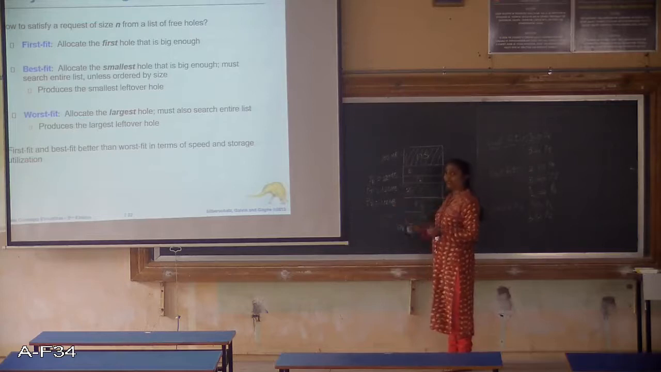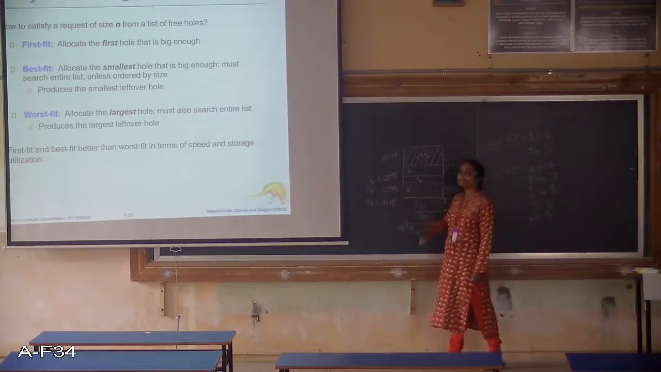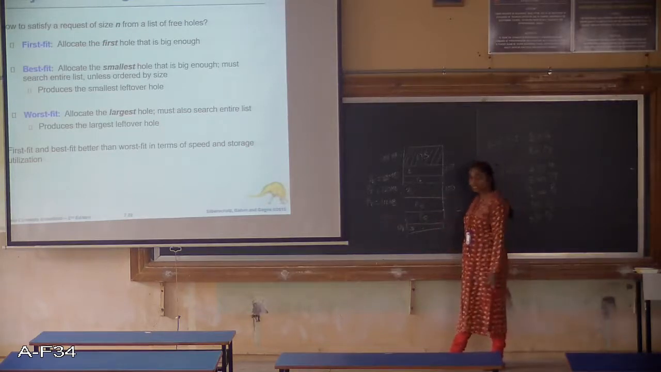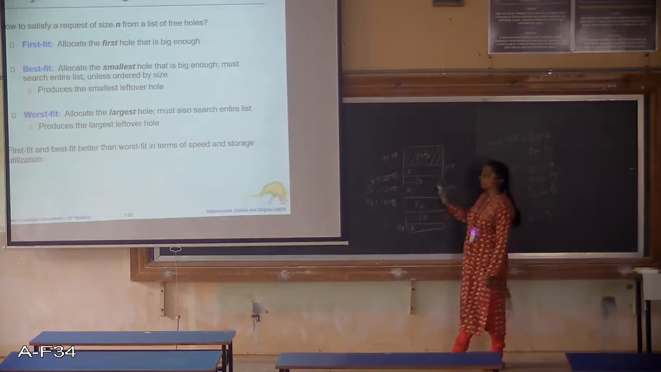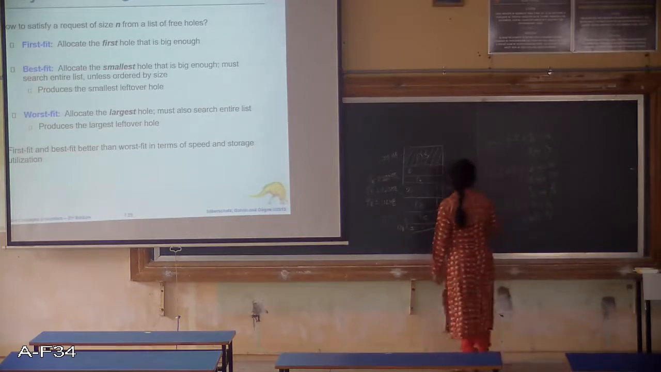Hole 2 is free space. Process P8 is waiting for allocation, but you cannot allocate it because the hole is not large enough. It's only 100 MB and the requirement is 112 MB. So this is called external fragmentation. External, why? Because this memory is free, not allocated to any process, and it is not in the hold of any process.